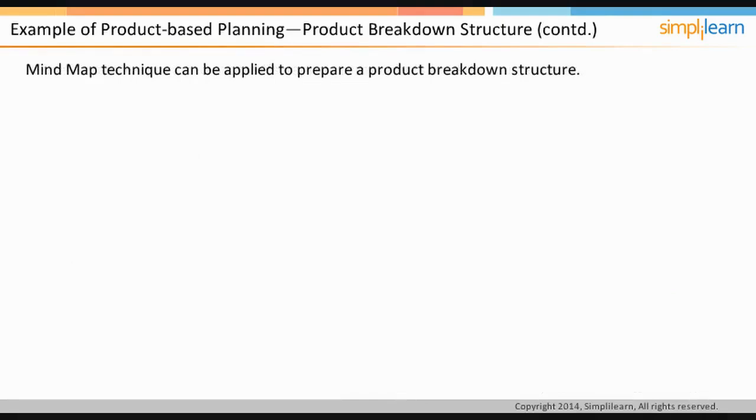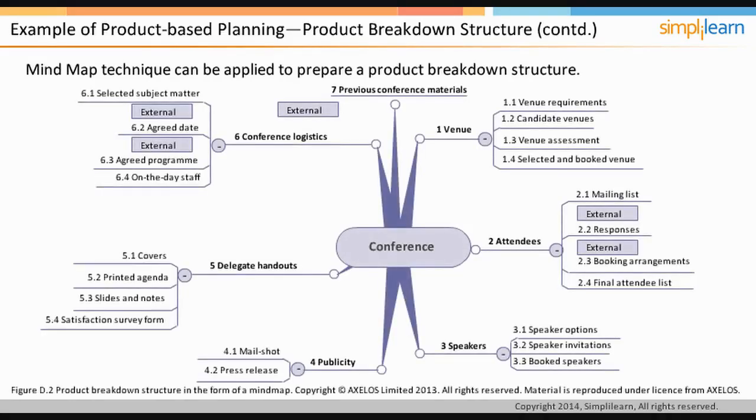Mind map technique can be applied to prepare a product breakdown structure. The external and internal products can be represented by using different formats. The image on the screen illustrates a mind map by utilizing the same example. Irrespective of whether hierarchy chart, mind map, or just a list of products is used, all the project's products should be covered. The decision of whether to include the smallest product of the project or only consider the products up to a certain level will depend on the project and the complexity of the products. Extra detailing may also require more time and incur more cost.